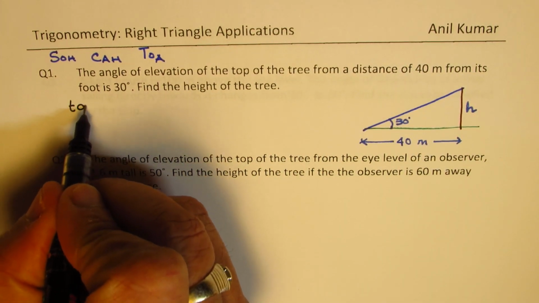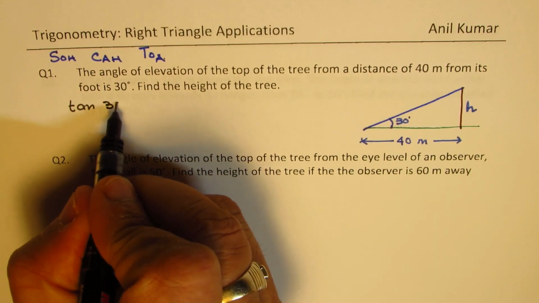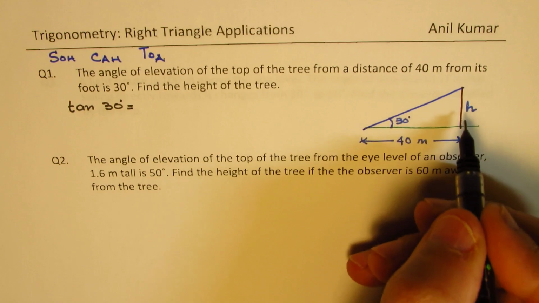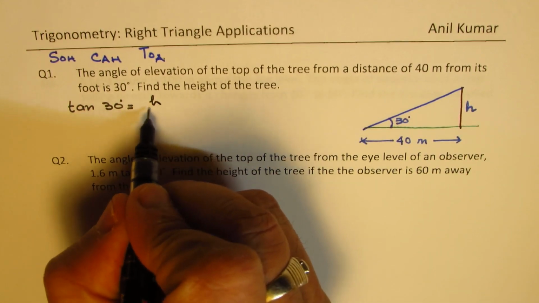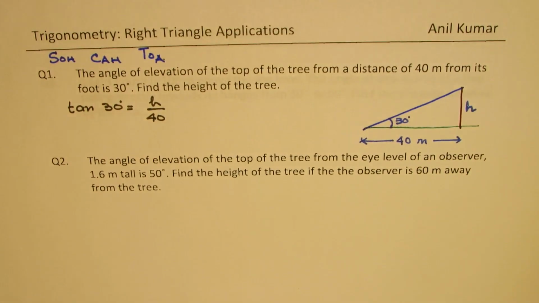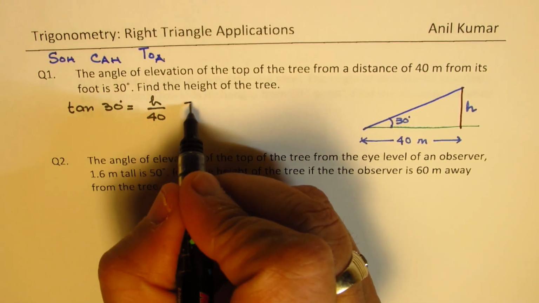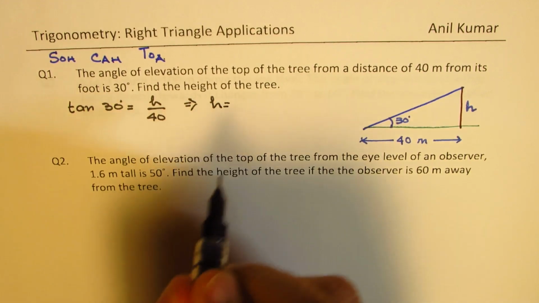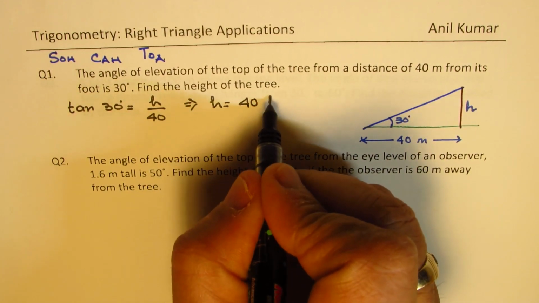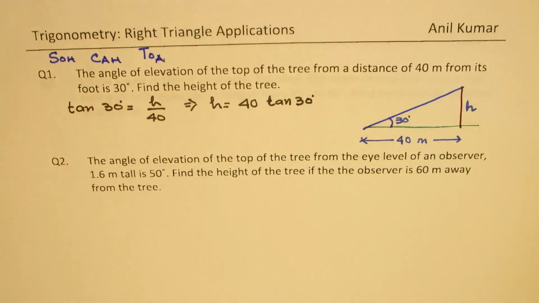Tan is opposite over adjacent. Angle is 30 degrees. Opposite side h, adjacent side 40. Right? So from here we can find what h is by cross multiplication. So we get h equals to 40 times tan of 30 degrees.